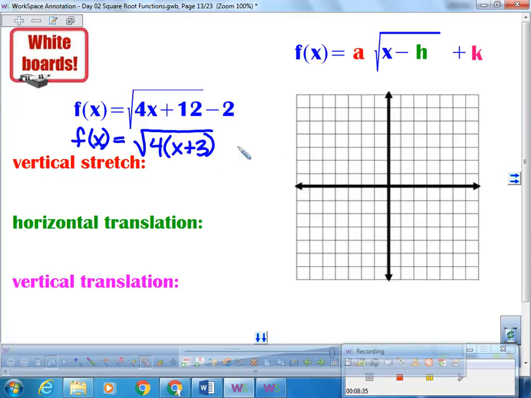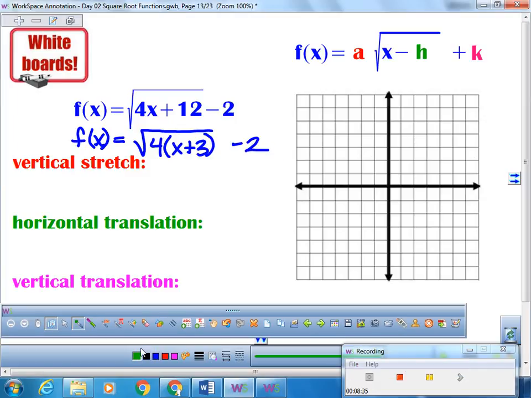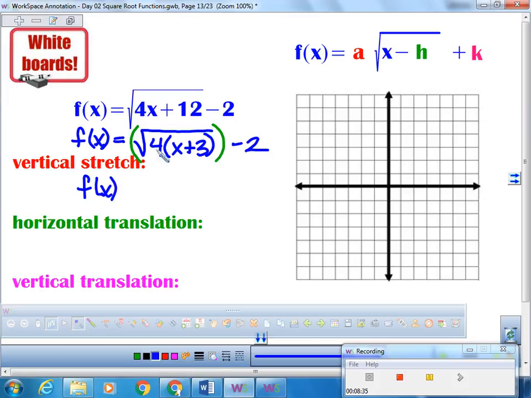And Kane has decided that he wants to put parentheses around this so that he knows that that negative 2 is out there, right? Which is smart. I'm going to continue. When I take the 4 out, the square root of 4 is 2. So this is actually 2, a stretch of 2.